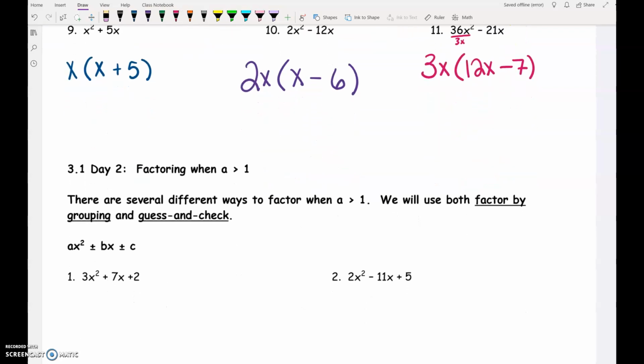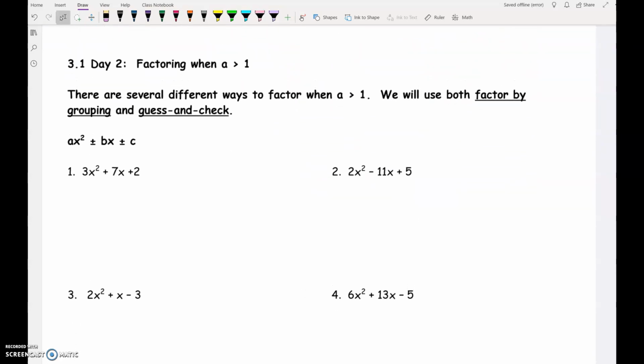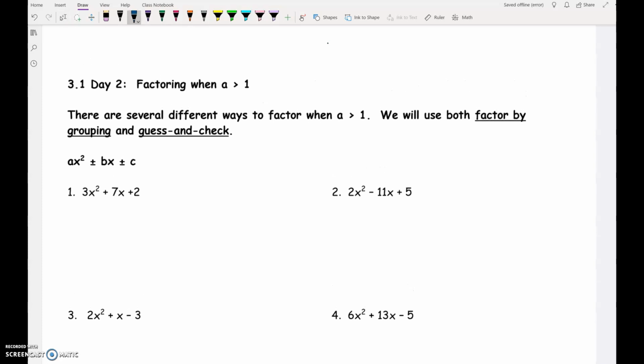Now we're going to go into factoring when a does not equal 1. So yesterday you factored things that looked like this. X squared plus 5x plus 6. When you're factoring these trinomials, you're looking for two numbers that multiply to give you the last number and add up to the middle number. So this looks familiar from yesterday.